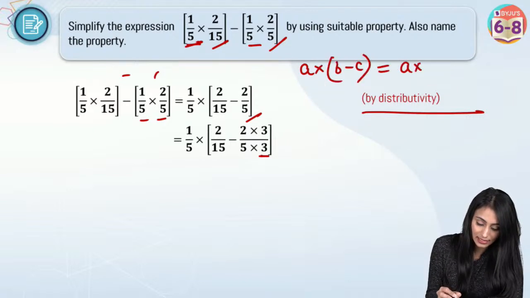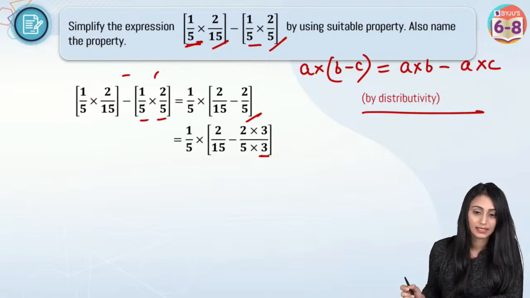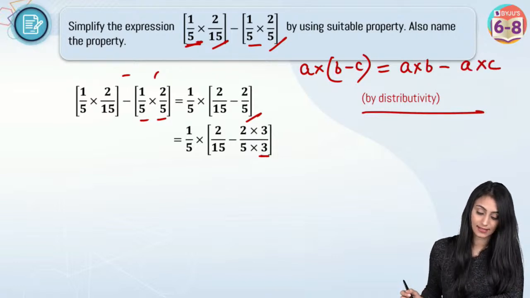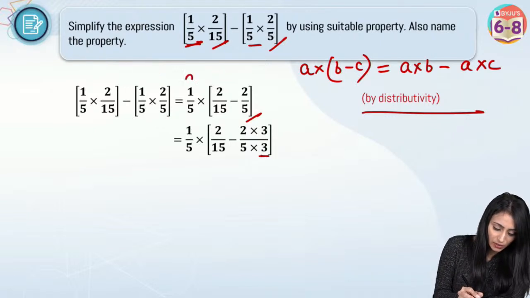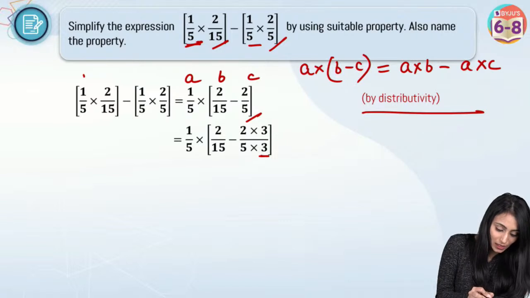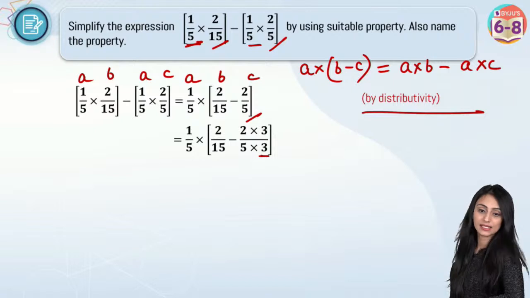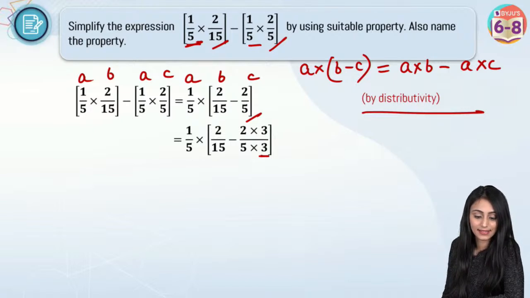I can write this as A times B. We know the distributivity. Yes? So let's say I'm writing ABC over here on top, so that you can understand what A, B and C are. Now are you able to relate with this? See? Yes?